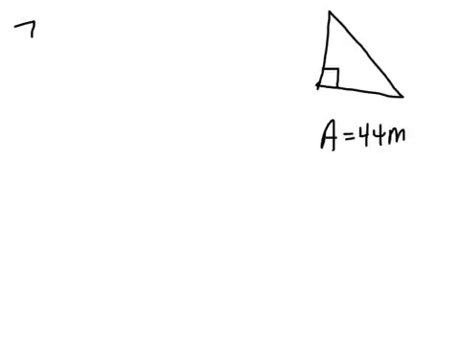In number 7, we see the area of a right triangle. So let's draw one. Here it is. They tell us the area is 44 meters squared. Now I know that the area of a triangle is 1/2 the base times the height. It says find the length of its legs.